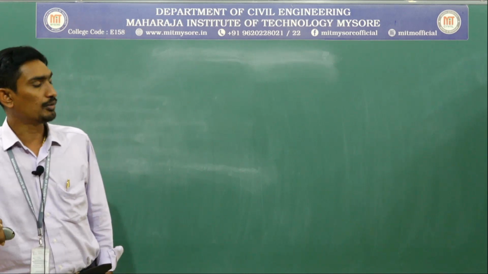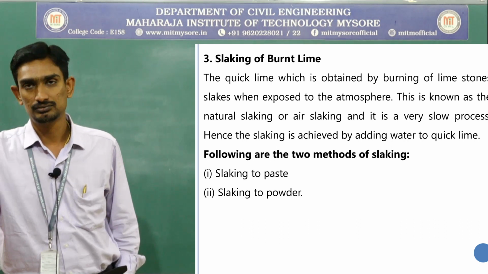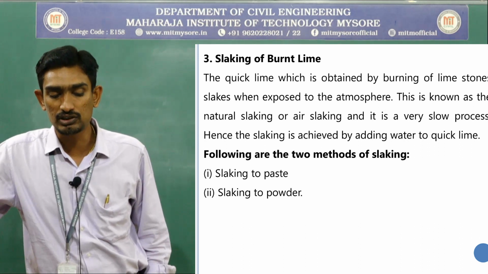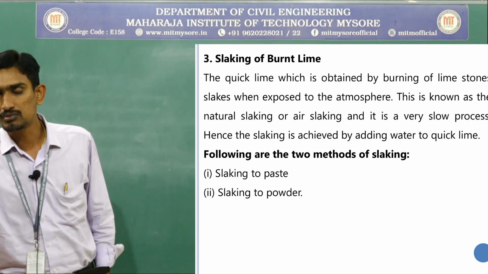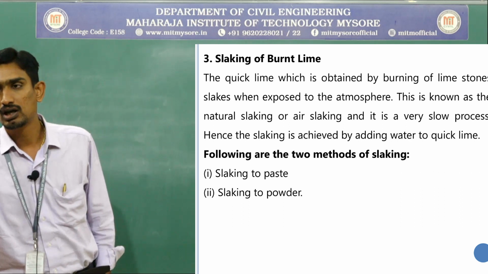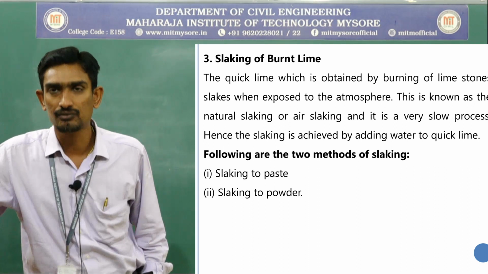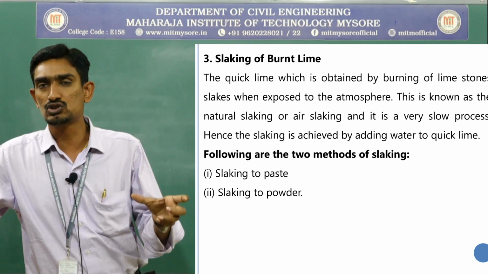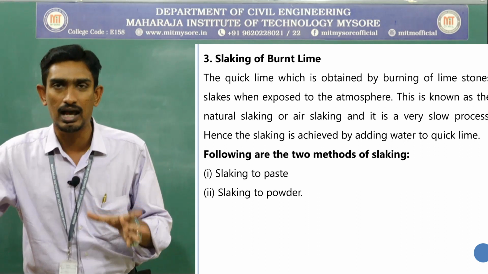So after burning this, as I mentioned, the next process is slaking. In the slaking process, the limestone which was burned will be obtained as quick lime, that is CaO. Is it clear? That means, during the burning process, that is CaCO3, the limestone or calcium carbonate, which I am going to burn inside the clamp.